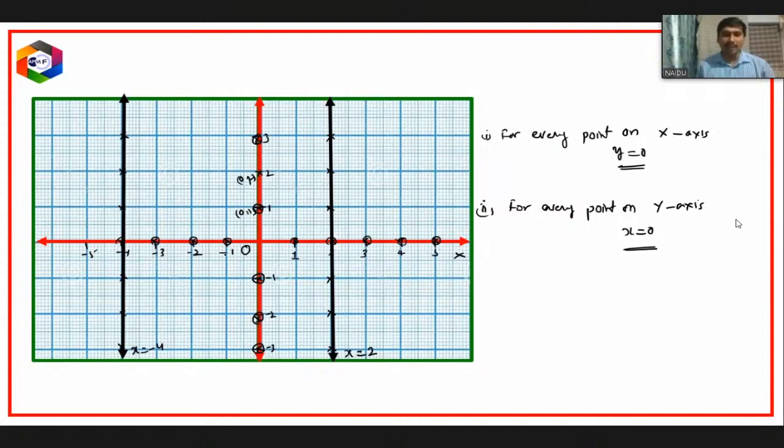And if they are parallel, the x distance is fixed. Observe here, the x distance is 2. Here, if you observe, the x distance is -4. This is the common property for every point on this line.